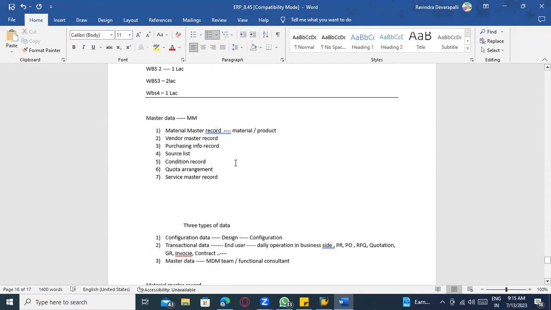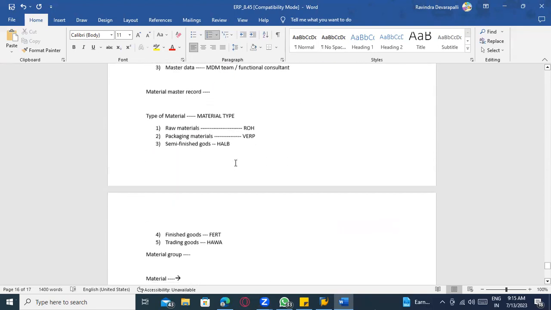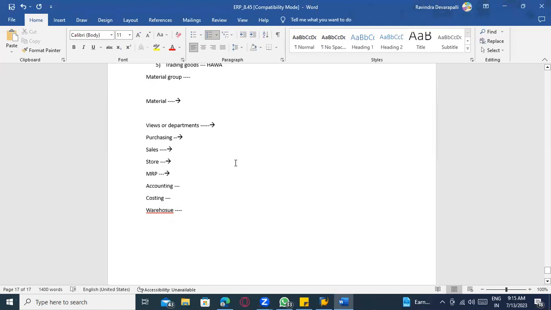So that information we maintain in the material master record. Whenever we create any material in the system, at that time we have to define the views or departments so that it will be accessible to the respective department, right? Correct, exactly. That means they can perform their transactions, and moreover they will get the information from master data.